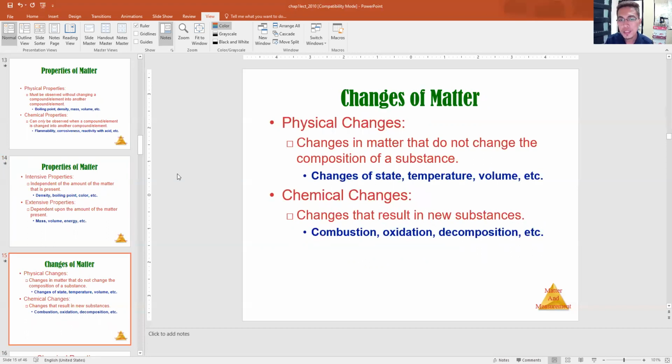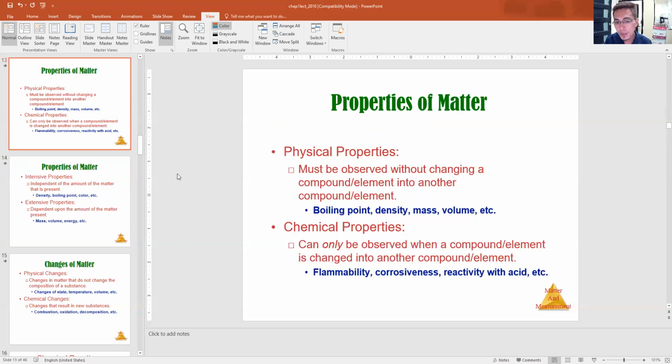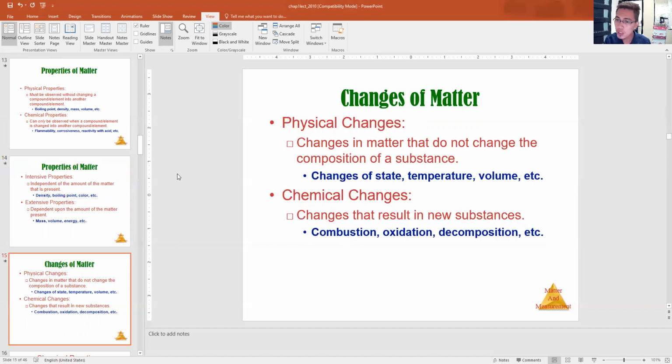So we have also physical changes and chemical changes. Same with the physical properties and chemical properties earlier. For this one, ang changes na ang pasabot. So for physical changes, it's physical lang, walay change sa chemical or composition niya. So these are changes in matter that do not change the composition of the substance. So changes of state, temperature, volume.